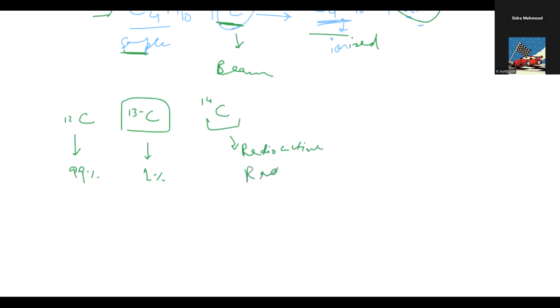Can you just explain what's M and M plus one again?